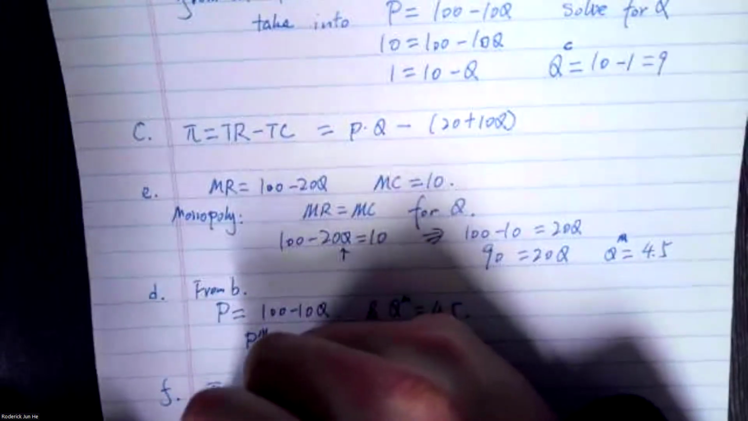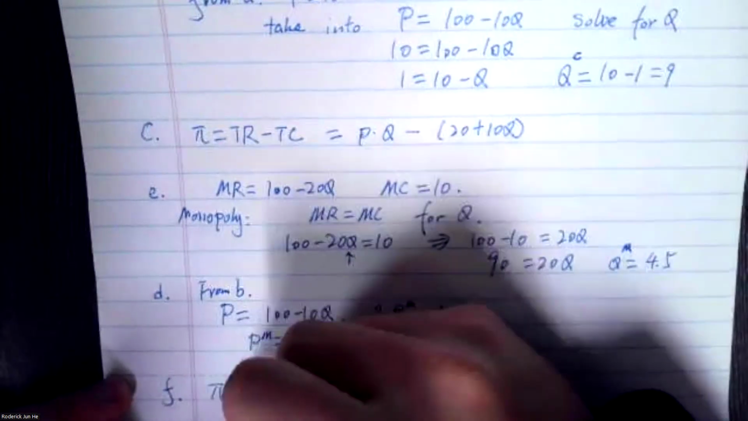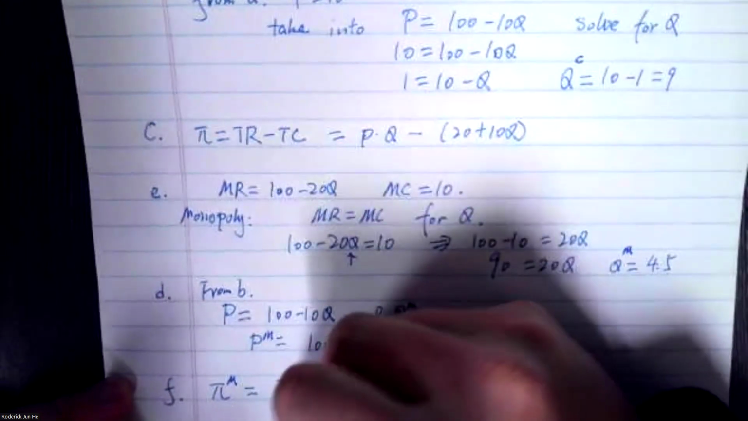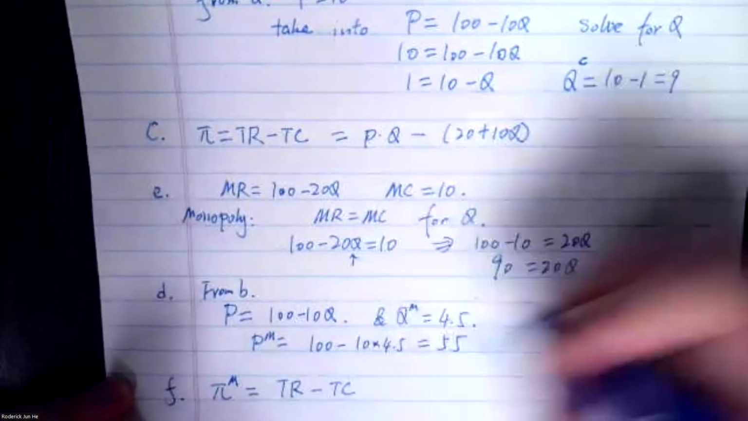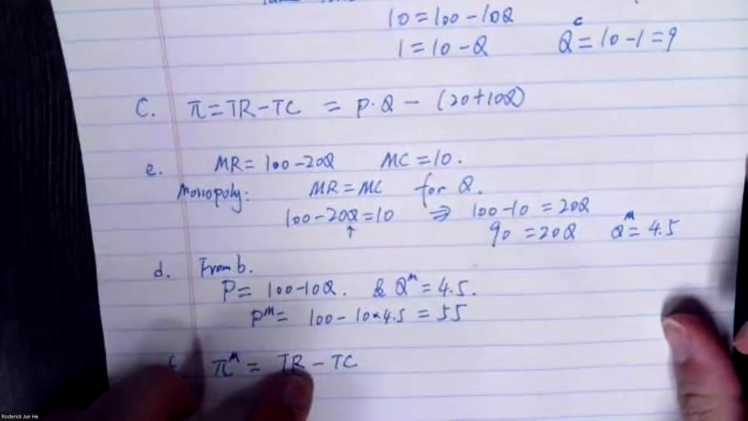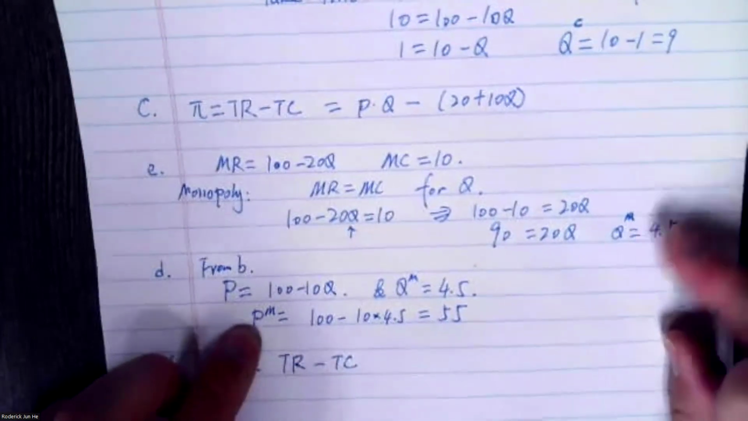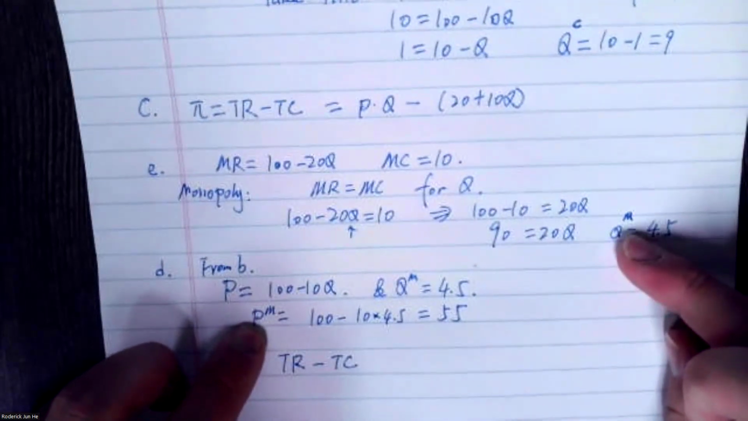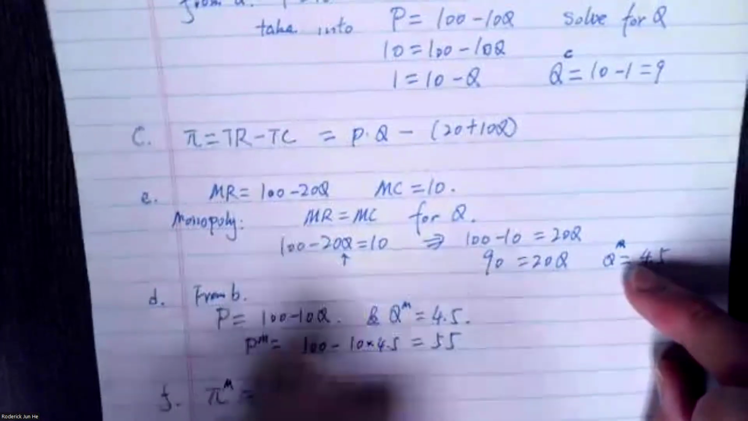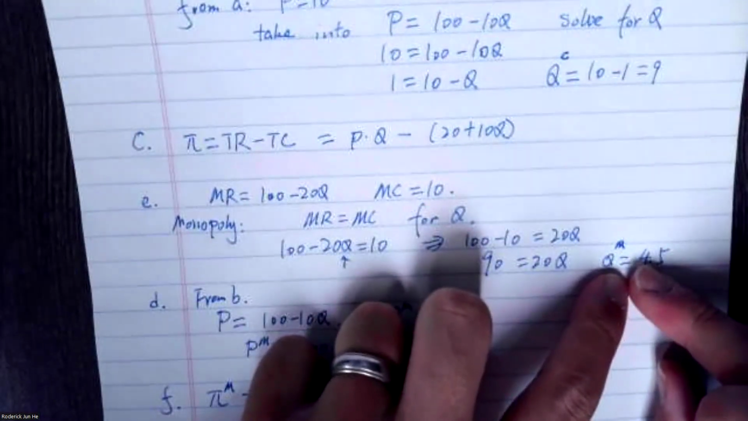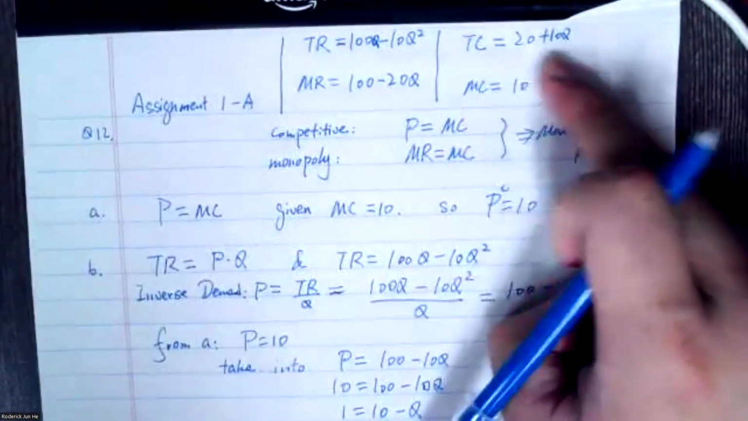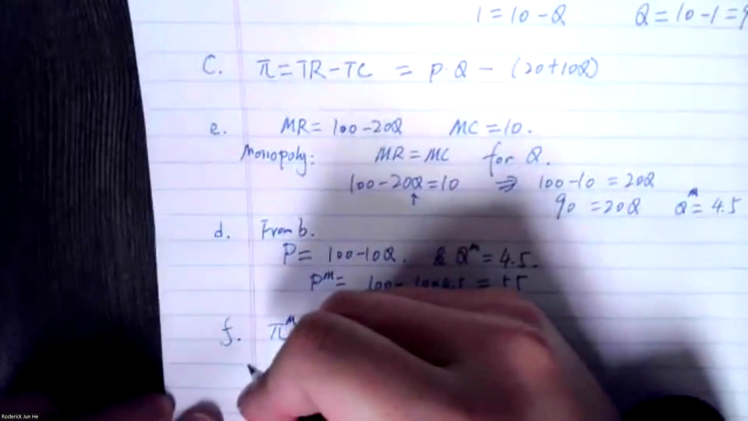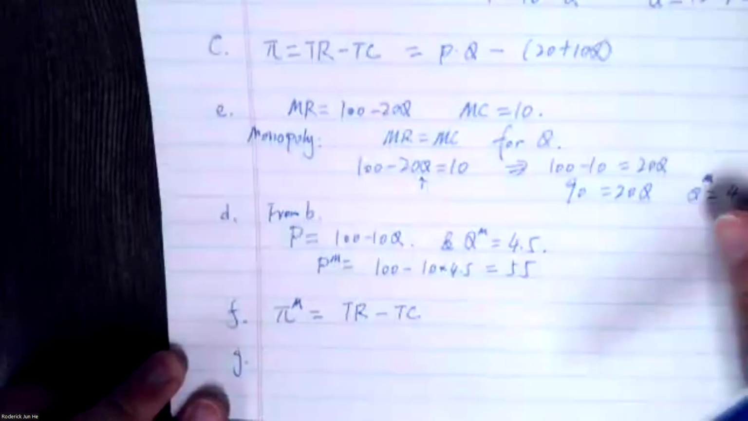So you're going to solve monopoly profit by solving total revenue minus total cost, right? So total revenue is calculated by price times quantity, and total cost is calculated by replacing this monopoly quantity into the total cost function. So, and then for question G, what do you need to do?